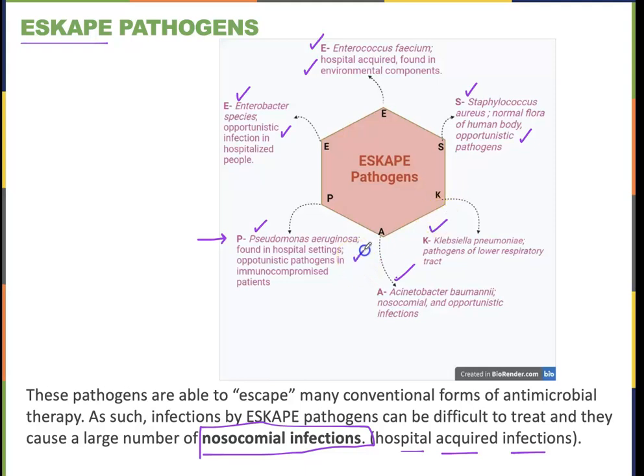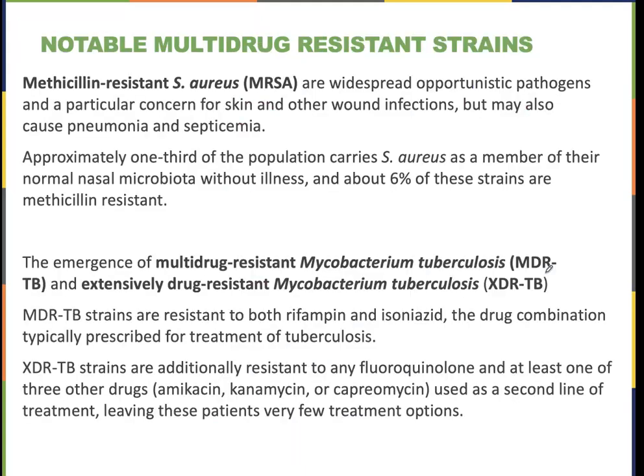Another hospital setting, opportunistic pathogen, nosocomial again, right? And then Klebsiella doesn't say that, but it causes pneumonia. So you want to know ESCAPE pathogens and that they are very prominent in causing our nosocomial infections. And since they are multi-drug resistant, then they're going to be difficult to treat. These are some notable multi-drug resistant strains, and this is the S in ESCAPE.